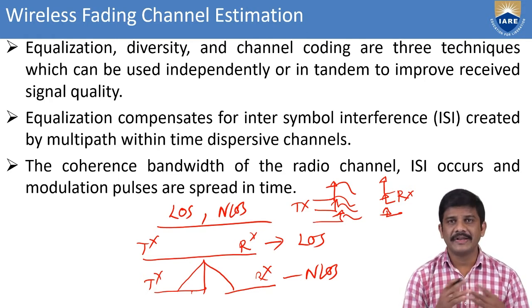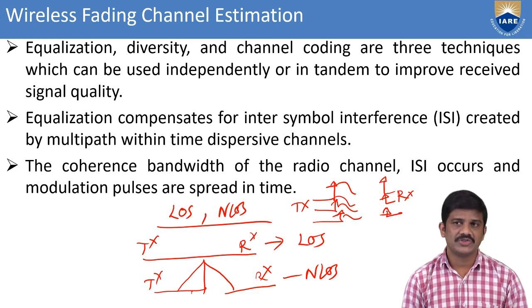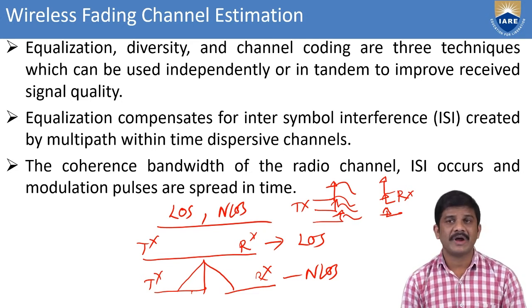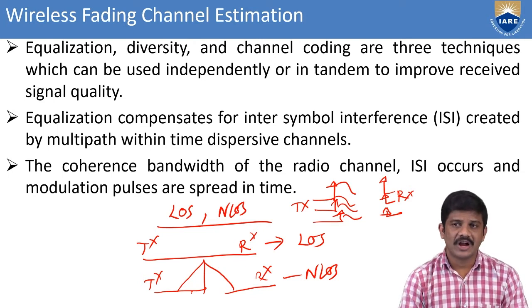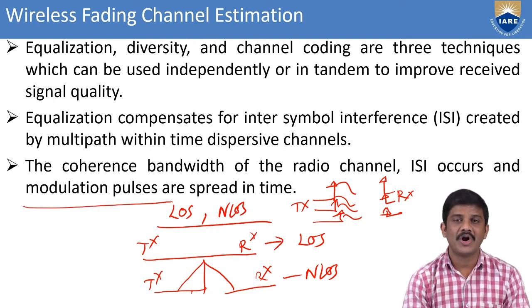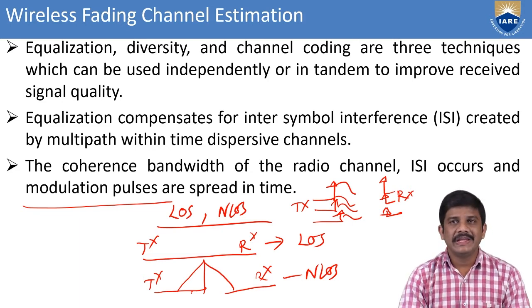It creates multipath within time dispersive channels. Coming to the coherence bandwidth of the radio channel, intersymbol interference occurs, and also some modulation pulses are spread in time. Then we can go for the equalization.